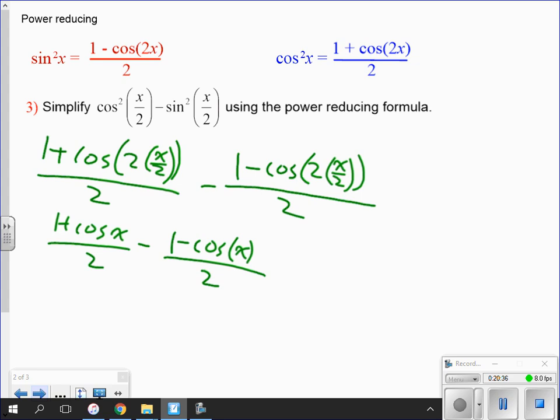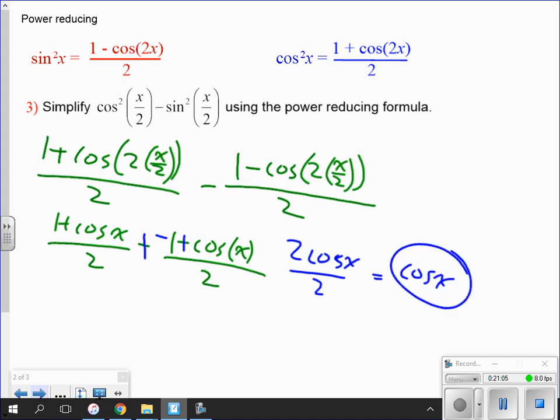Combine them together, but here's what you want to do. Make your subtraction addition. It's actually very easy then. Distribute the negative, so 1 minus 1 cancels. How many cosines do we have? 2. So we have 2 cosine x over 2, which is cosine x.